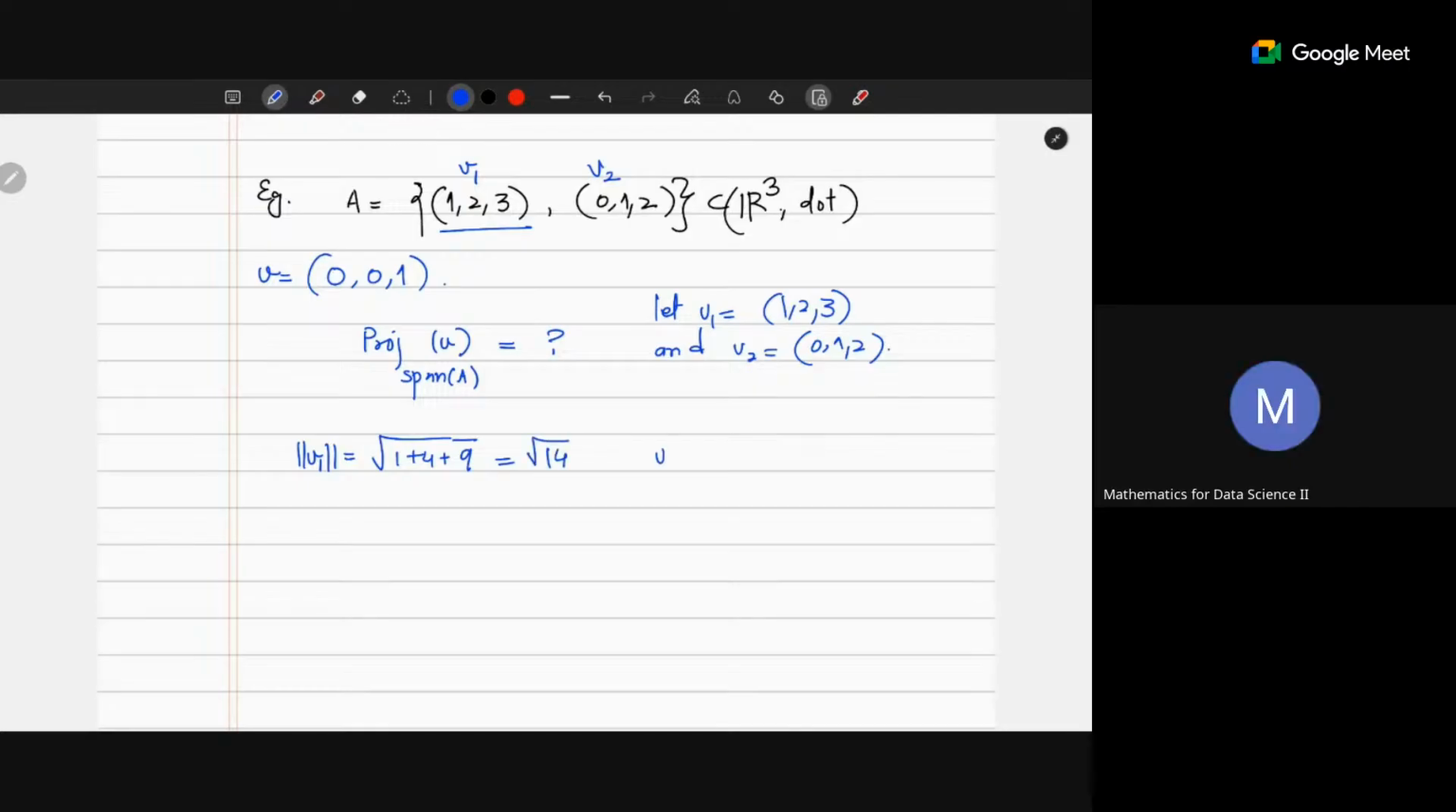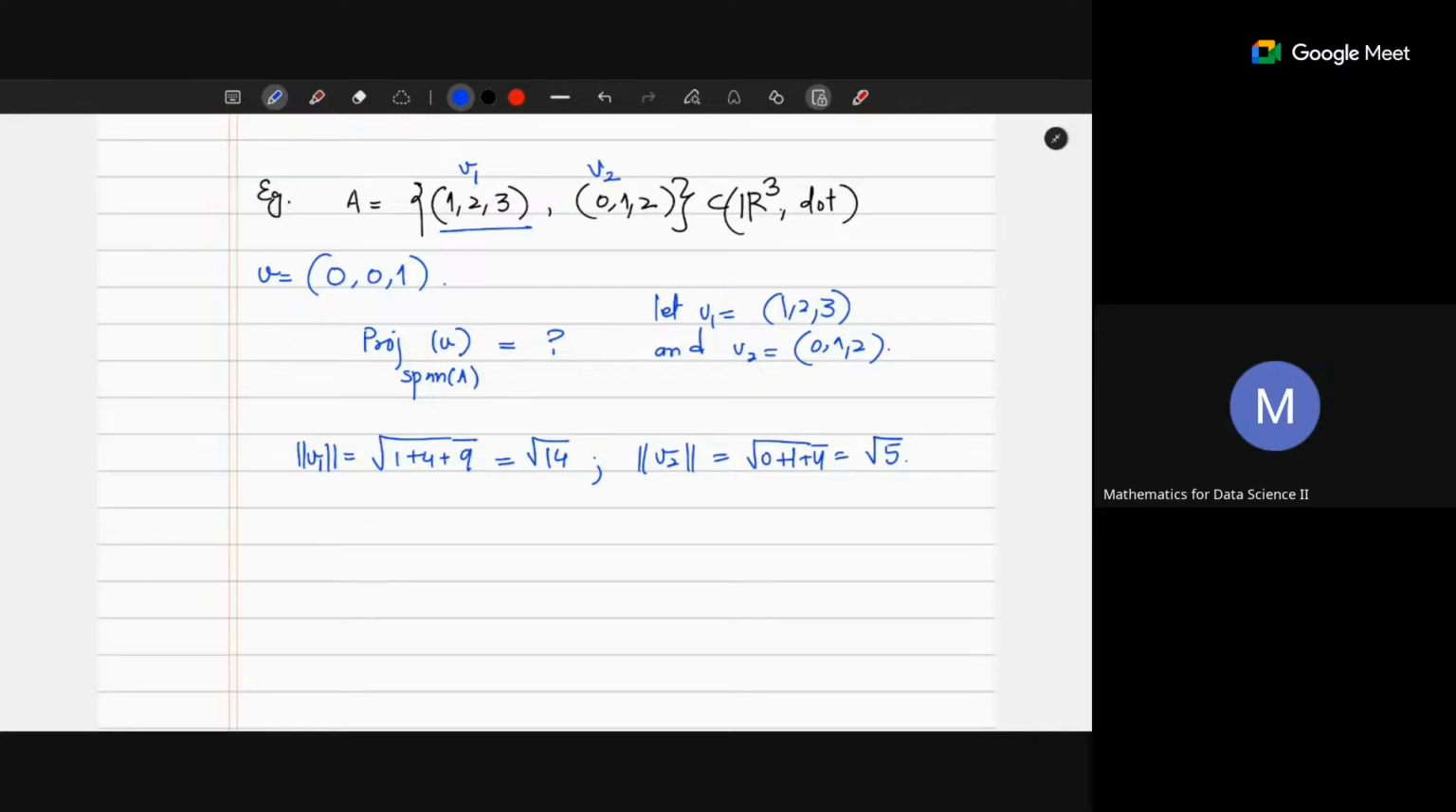And now what is the norm of v2? Norm of v2 is 0 plus 1 plus 4, root 5. Correct. So they are not orthonormal, right? They are not an orthonormal basis. Are they orthogonal? No, they are not orthogonal as well. So they are just random vectors.